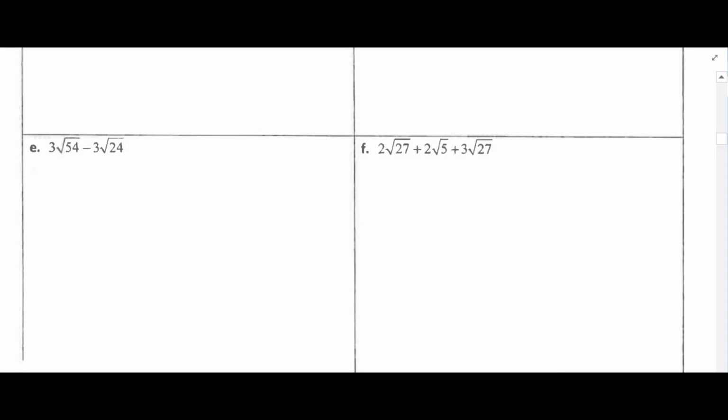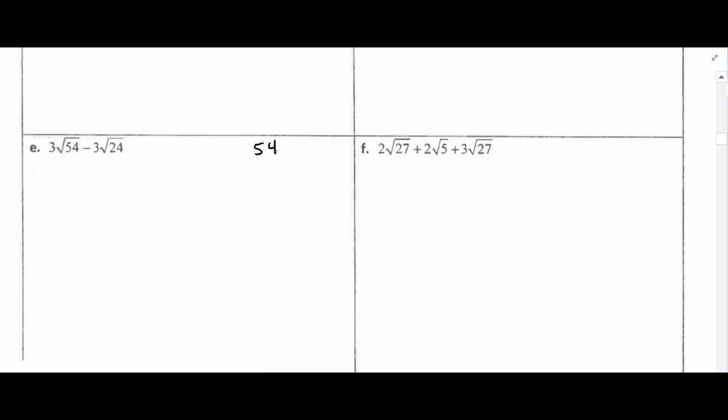And again, I mentioned at the beginning of the video, you want to think about like terms. So in order to add or subtract radical expressions, the radicals have to be the same. This is the square root of 54, and this is the square root of 24. Those aren't the same, so we cannot add them. Okay, it would be kind of like adding 3x and 3y. So what I'm going to do is I'm going to simplify both of those.